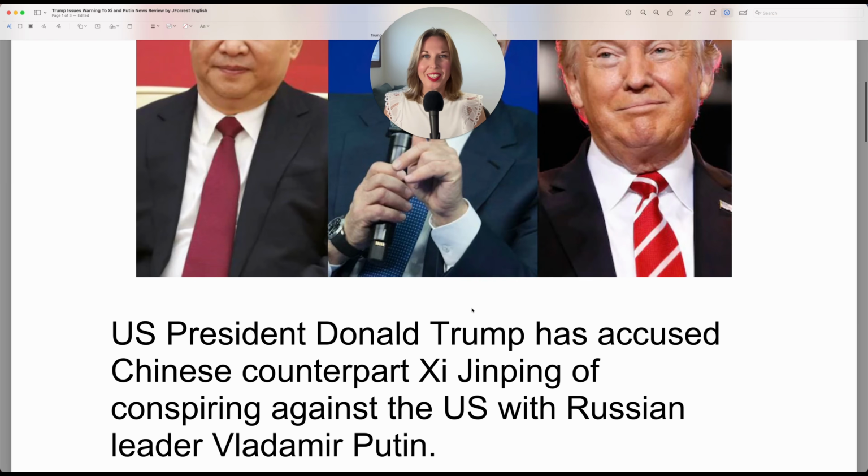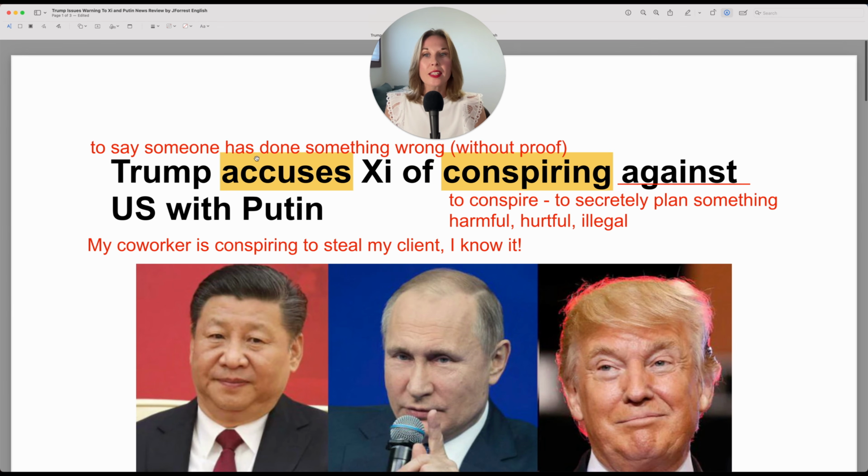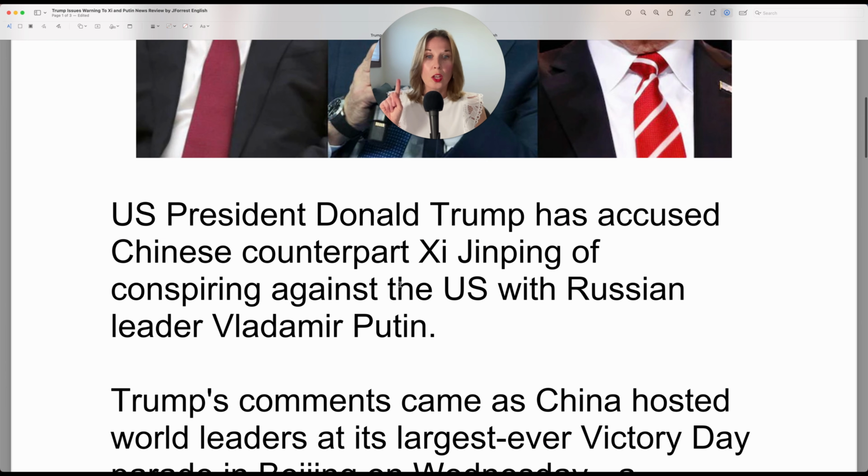Now let's keep reading together. U.S. President Donald Trump has accused Chinese counterpart Xi Jinping of conspiring against the U.S. with Russian leader Vladimir Putin. So basically a summary of here. Notice here it says against U.S. Against the U.S. This is the grammatically correct choice because with the country, the U.S., you need the.